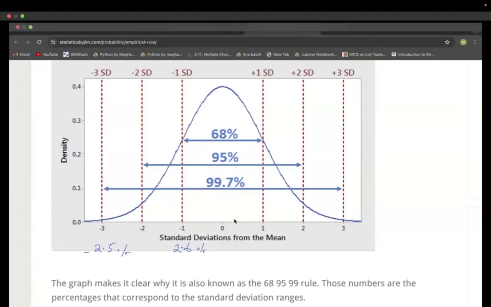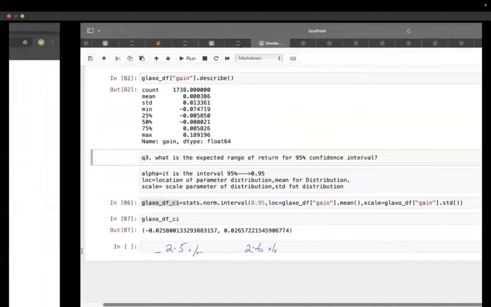Because as of now in the data set, we are having 1700 entries, right? What I told you that whatever predictions or parameters we are going to find here, that is going to be same for the population as well. So you can say on an average, you can have 2.6% of gain. On an average, you can have 2.5% of loss. Okay.